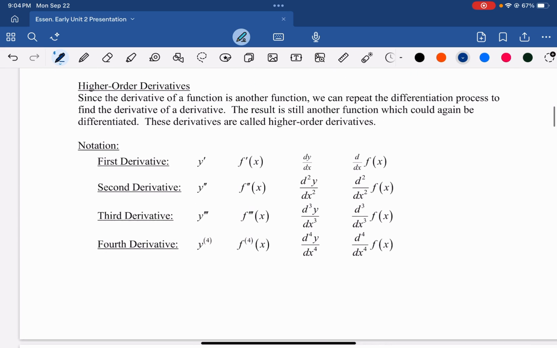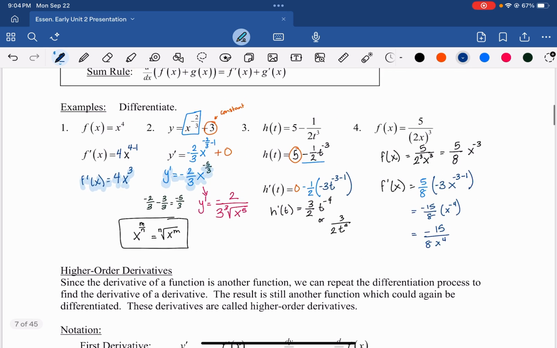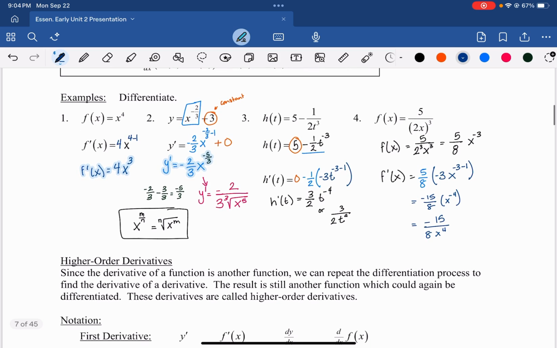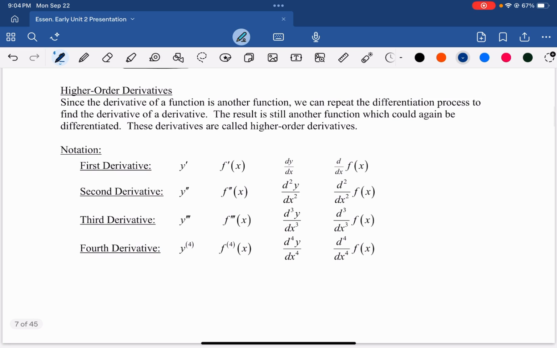Okay, with derivatives, we can take derivatives multiple times, because the derivative of a function is another function, right? My derivative of x to the 4th gave me 4x cubed. That means we can repeat this process. And these are called our higher order derivatives. So we have first derivative, second derivative, third derivative, fourth derivative.